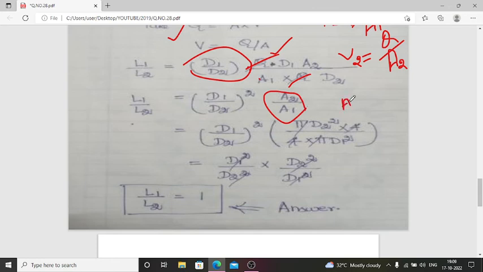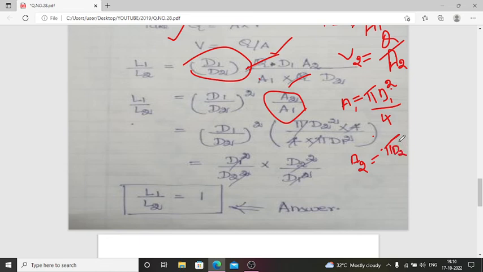Generally, area is equal to pi d squared by 4. So A1 is equal to pi d1 squared divided by 4. This is the area value, pi d1 squared by 4. Similarly, A2 is pi d2 squared by 4. So here substitute the A1 and A2 values. A2 is equal to pi into d2 squared divided by 4. This is the value of A2. So replace the A1 and A2 values here.